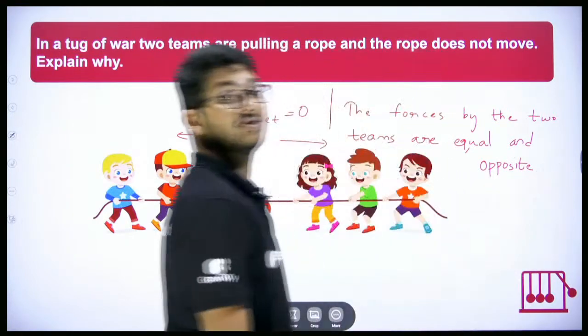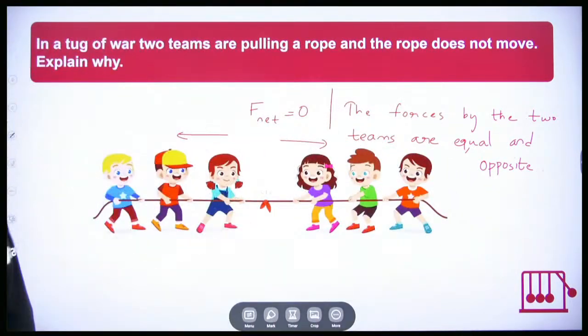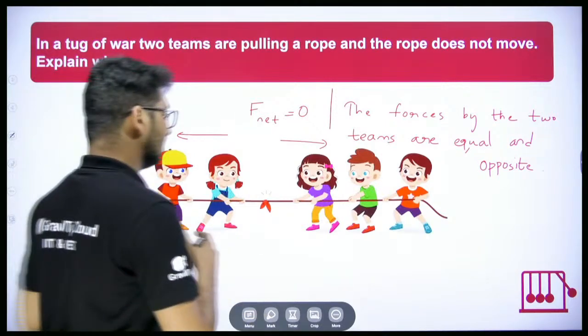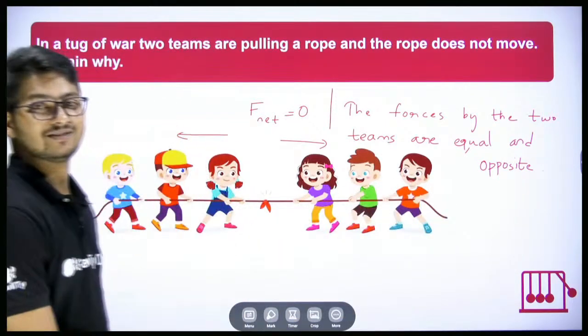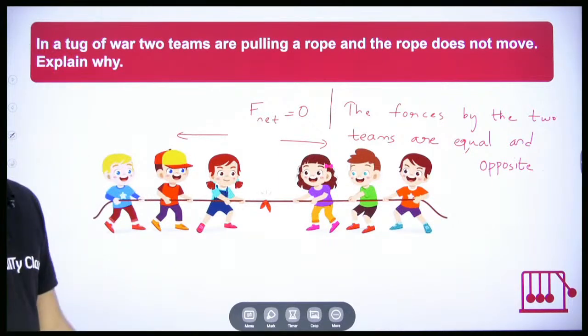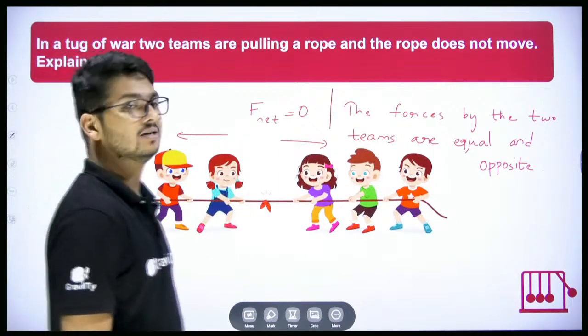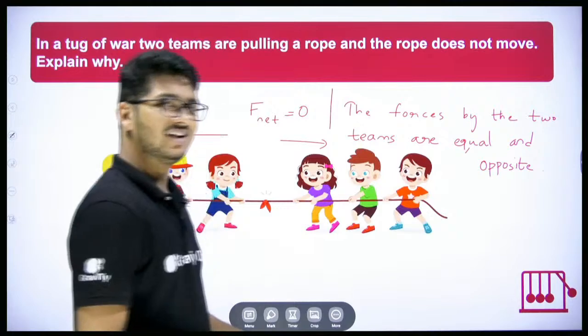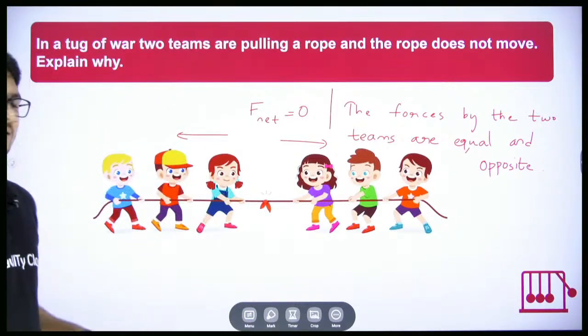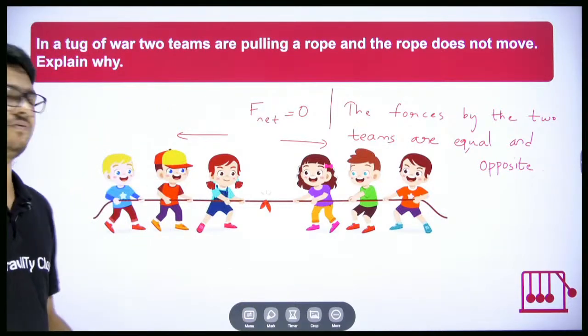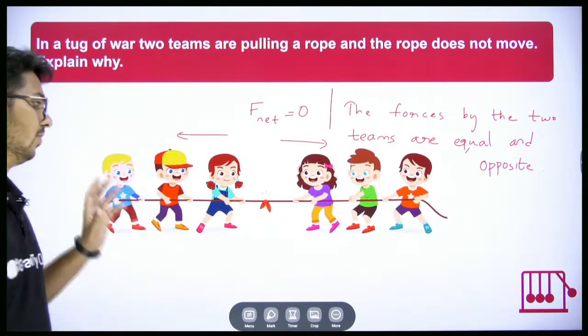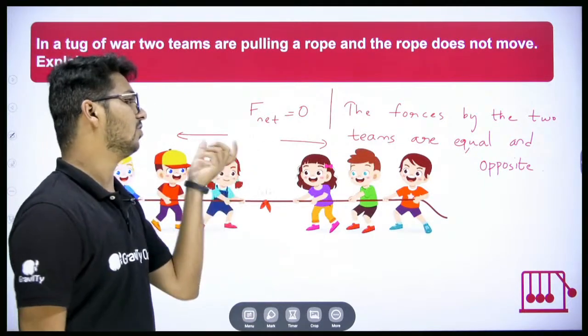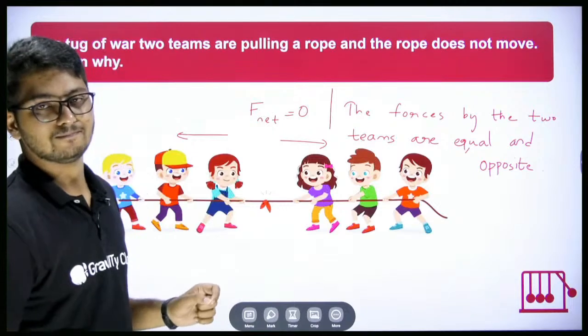And if net force is 0, the rope does not move. It does not move towards left or towards right. Simple explanation. Many of you would have played tug of war. Yes or no? Right? That's what happens. If both the teams have equal force, the rope does not move, no one wins because the forces cancel out.